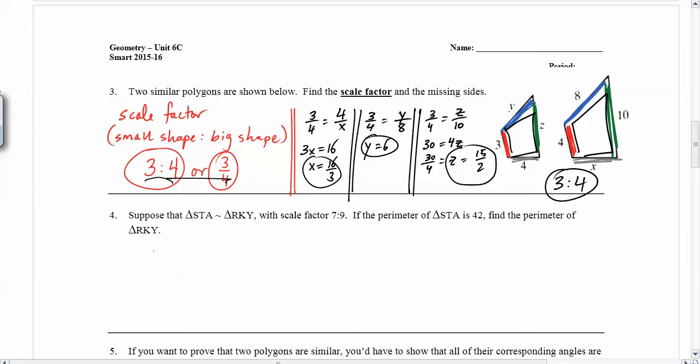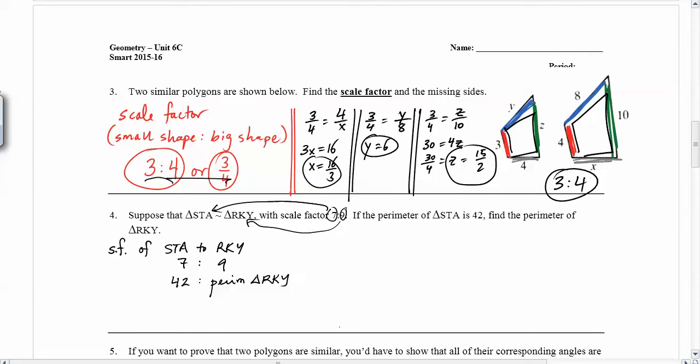So here, let's say STA, so scale factor, SF, of STA to RKY is going to be 7 to 9. Okay, well the perimeter of STA is 42, and I want the perimeter of RKY. So I can set this up. Well, I know that the 7 is the first number, so that goes with the first triangle, and the 9 is the second number, so that goes with the second triangle.